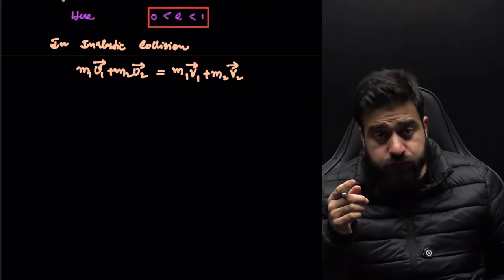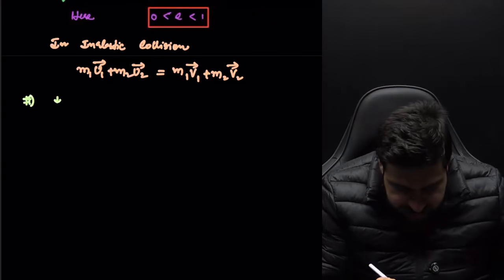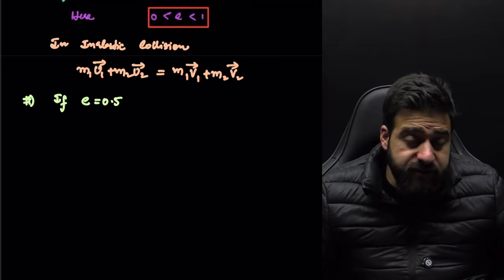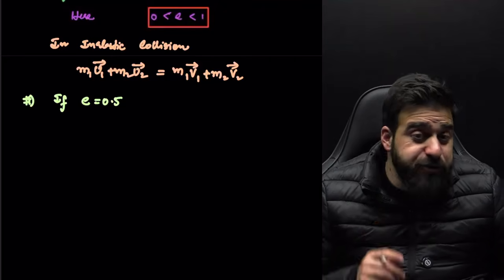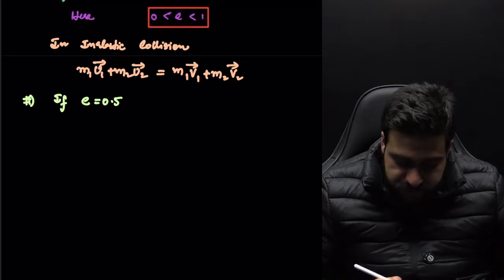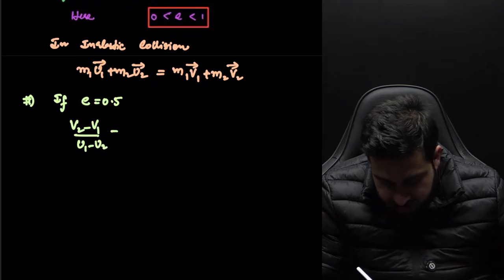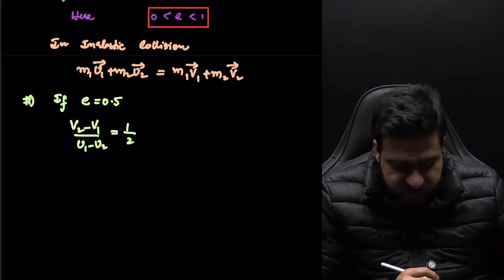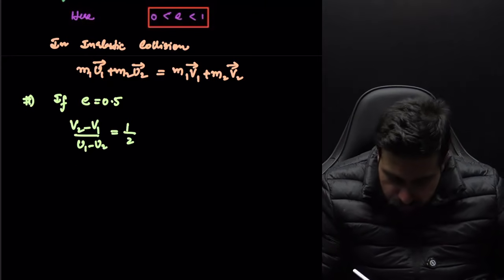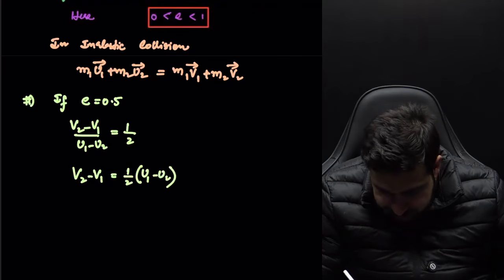But here, coefficient of restitution is between 0 and 1. Let's suppose E is 0.5, and E defines the elasticity. If E is less than 1, object does not regain its shape. If E is equal to 1, object regains the shape. So (v2 minus v1) divided by (u1 minus u2) is equal to E. Instead of E, I can write 0.5, which means 1 by 2. So v2 minus v1 will be equal to 1 by 2 of (u1 minus u2).